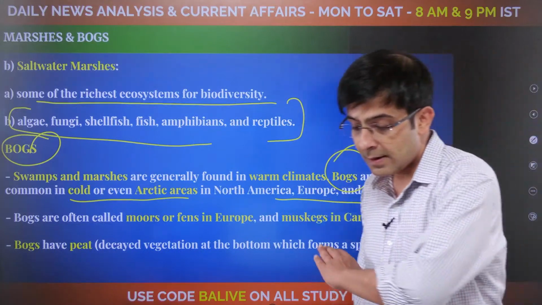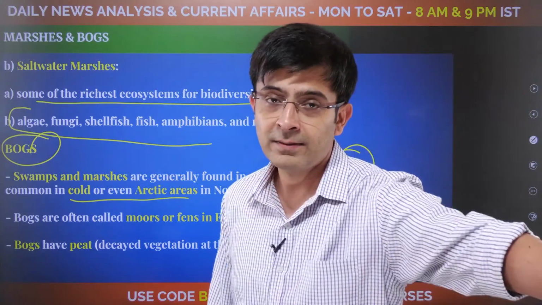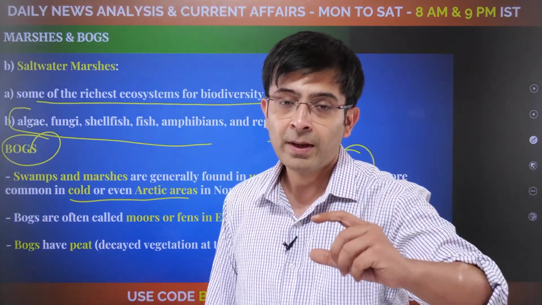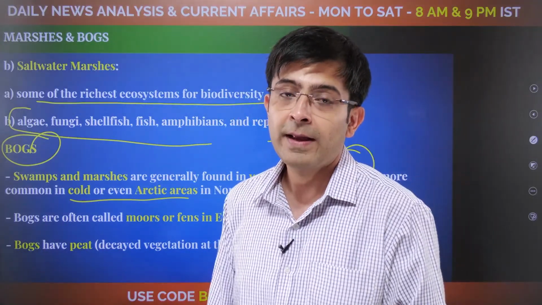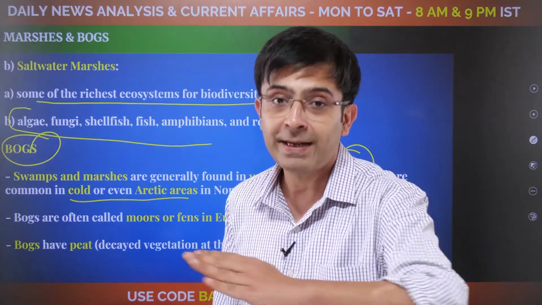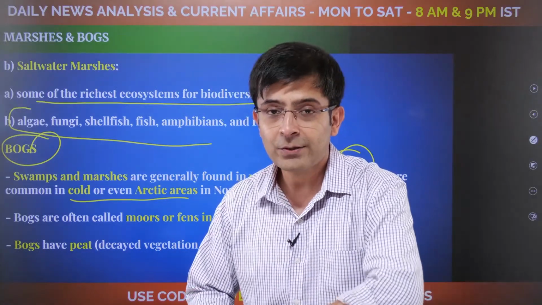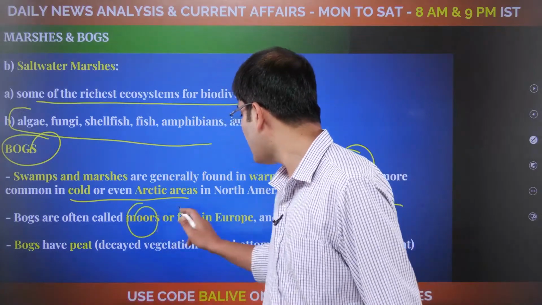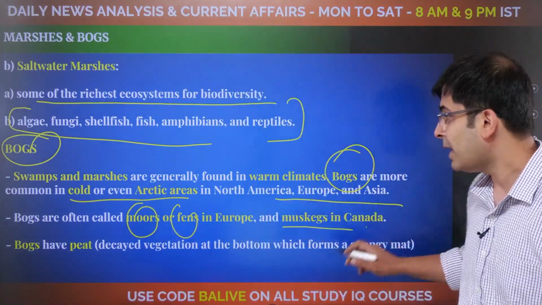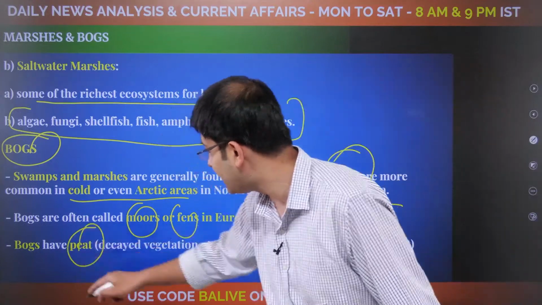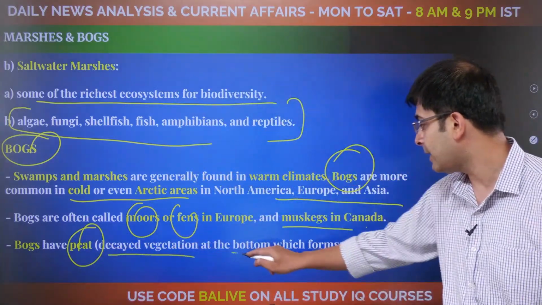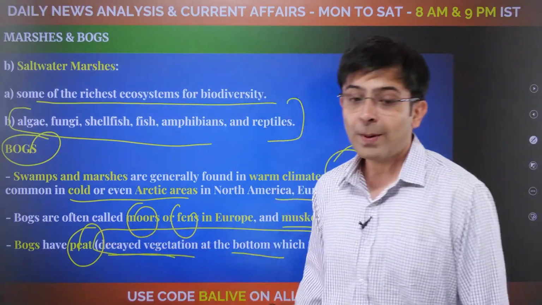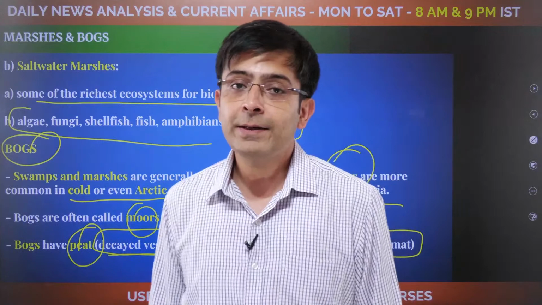Now what happens? Because of, say, the ice leveling there, the vegetation underneath is trapped. It starts to decay. Eventually what happens? It forms peat, like I told you. That soggy carpet is formed. Okay. So bogs are called moors or fens, the different names, but they have, more importantly, peat, decayed vegetation at the bottom, which forms a spongy mat. Which is why now you will understand peatlands.